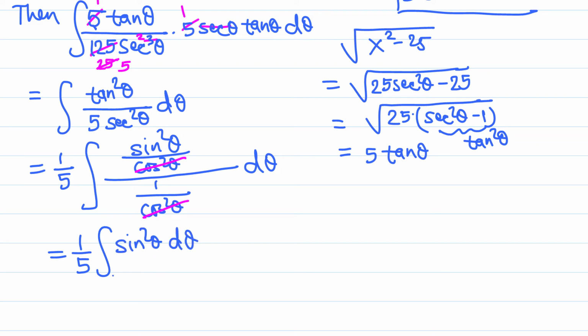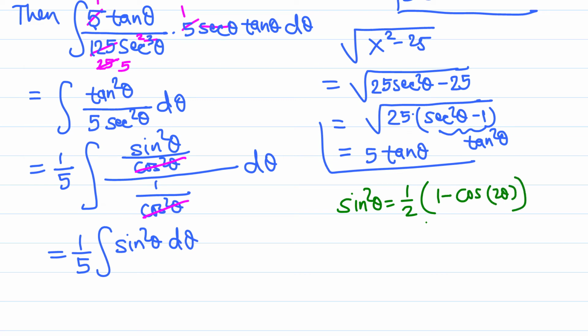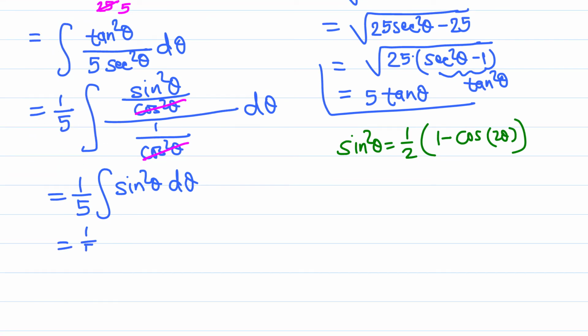And by the way, the antiderivative of sine square is not negative cosine square. For a square, it does not work. Whenever we have sine square or cosine square, then we need to use the half angle formula. What is that? Sine square theta is 1/2 times (1 minus cosine 2 theta). And we can integrate this right hand side easily. With a square, there is no rule. So this is 1/5 integral of this formula, 1/2 times (1 minus cosine 2 theta).